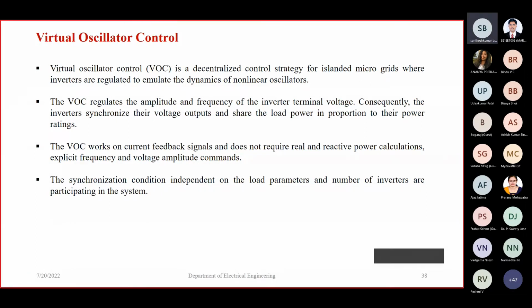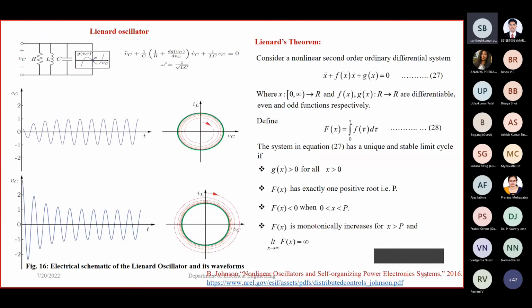This is inspired from the Lienard oscillators. Here you can see at different initial conditions it is reaching the steady state value. Here I am considering different initial values, and it reaches the steady state value. So it is inspired from oscillators. That's why we call it virtual oscillator control.